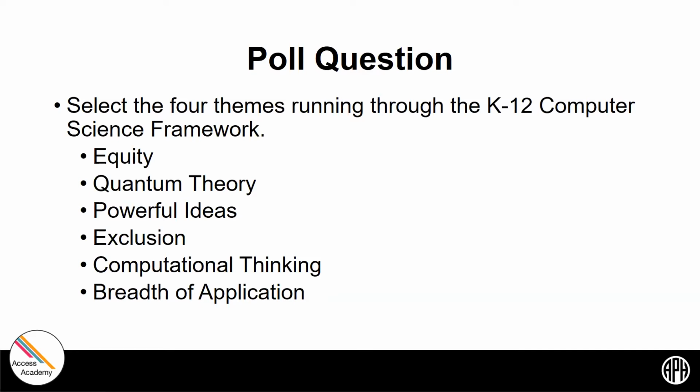That's on my end. So I guess with that being said, what we could do, because we have had 5 of the 6 that have been selected so far. Equity is one of those themes. Powerful ideas is one of those themes. Computational thinking is one of the ideas, and breadth of application is another idea. Exclusion is not one of the themes that is running through the computer science framework. So sorry about that, everybody. Why don't we move on to the next slide?